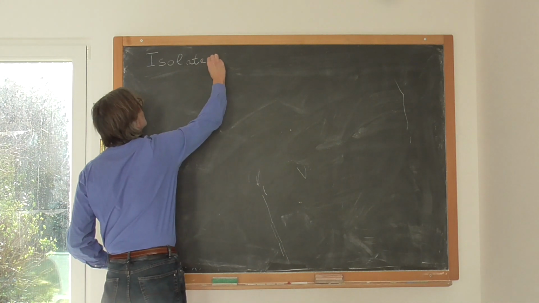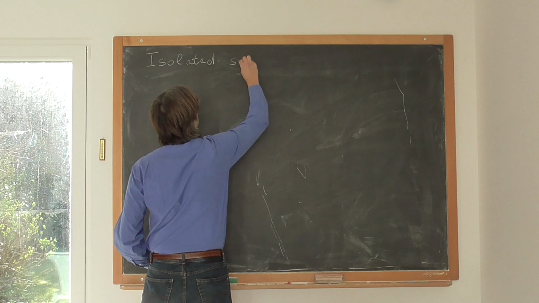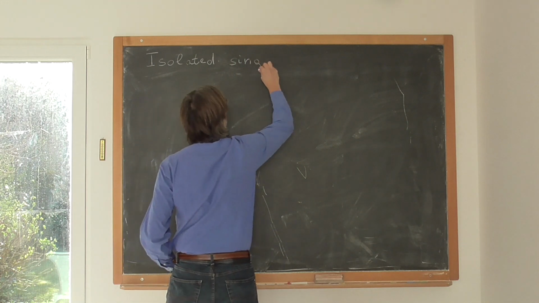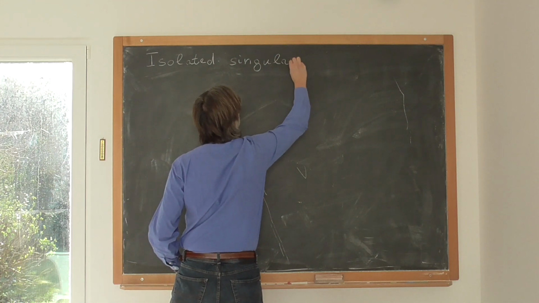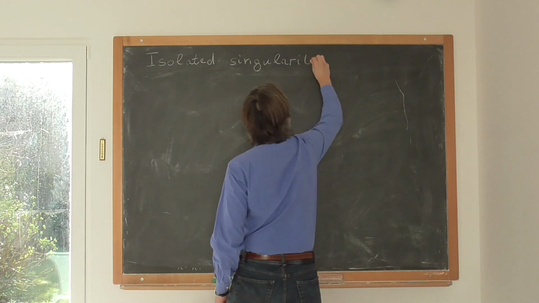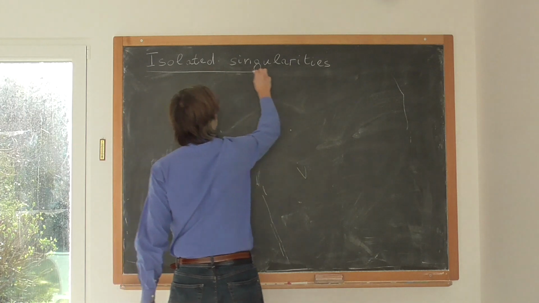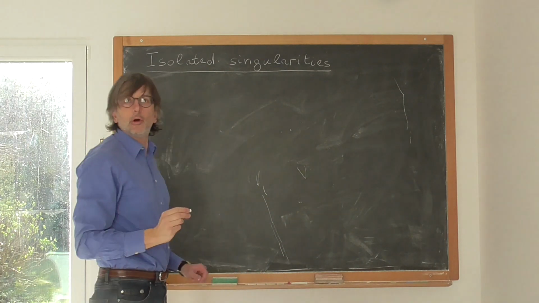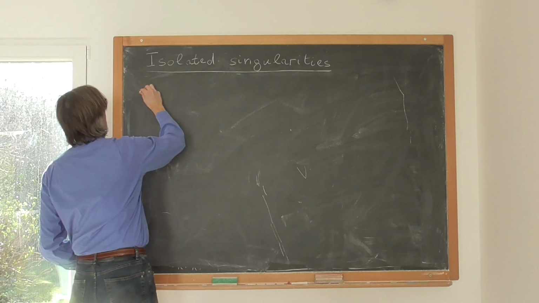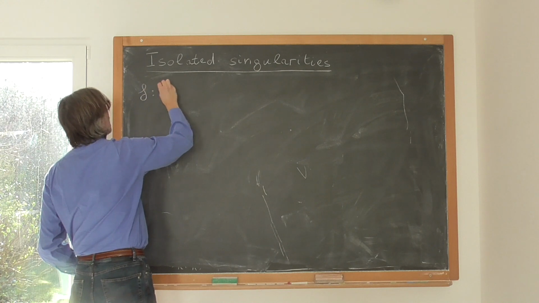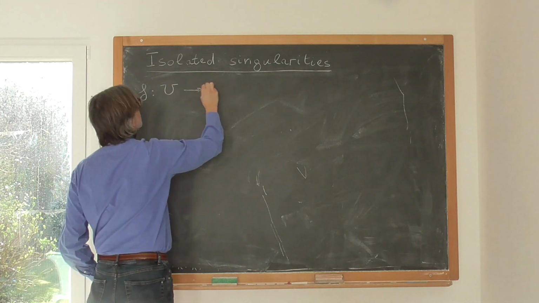Isolated singularities. So, what is an isolated singularity of a holomorphic function? So we have our holomorphic function f from U to C.